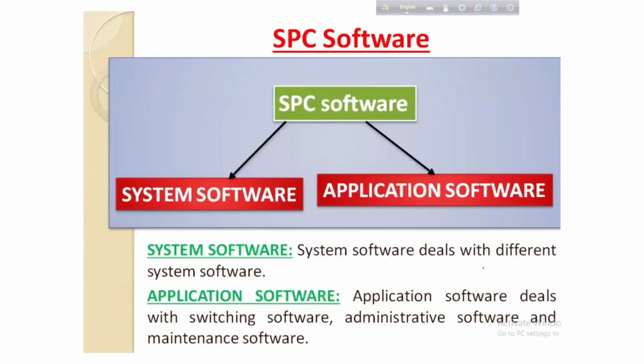Okay, now SPC software can be of two types, system software and application software. System software deals with different system softwares, and application software deals with switching software, administrative software, and maintenance software.